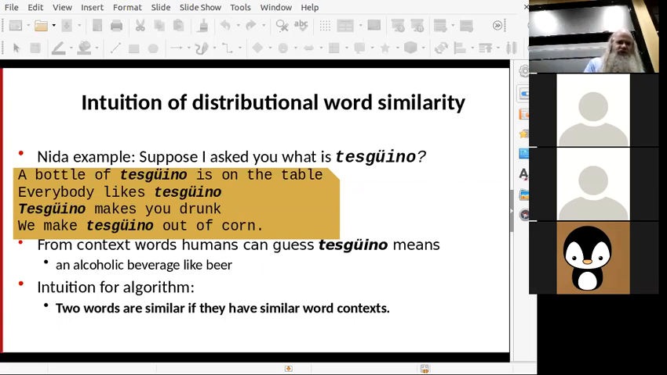But actually, there's lots of evidence here that this is some sort of alcoholic drink. So it gets you drunk, it's in a bottle, and people like it. It's made from corn. That's the sort of thing that you might make alcoholic drinks from. And that's exactly what it is. It's a type of beer.